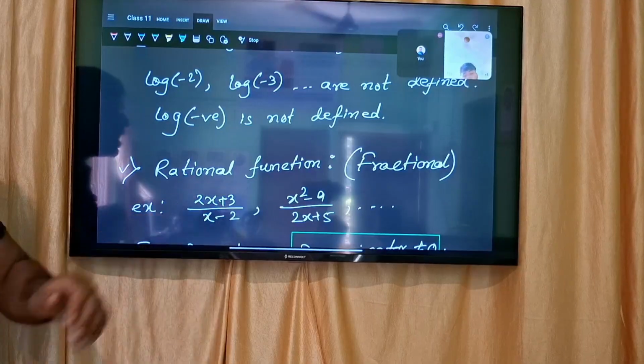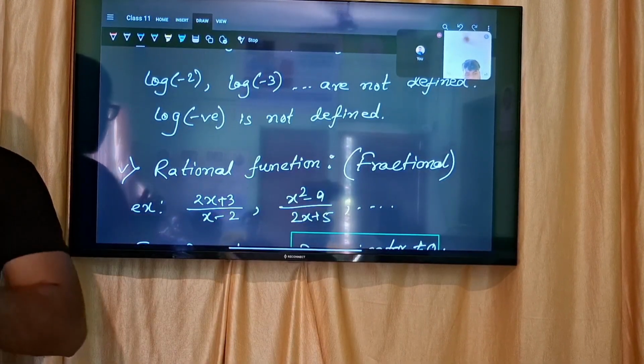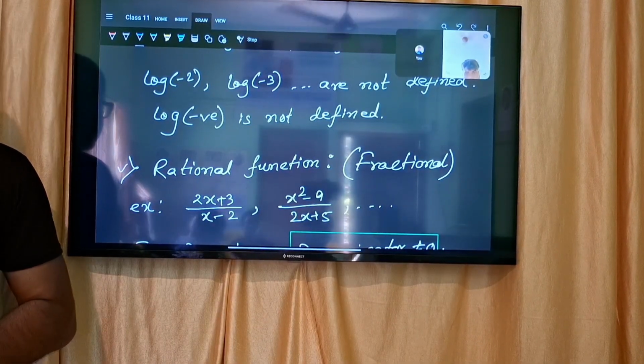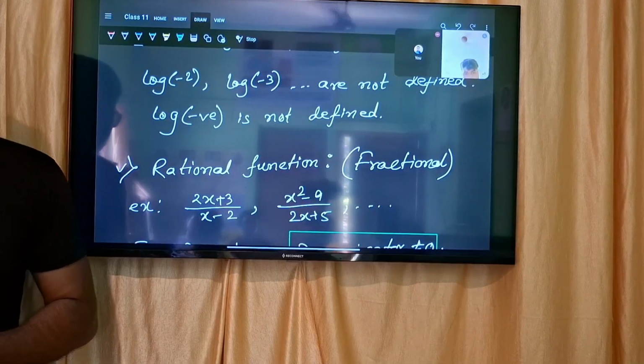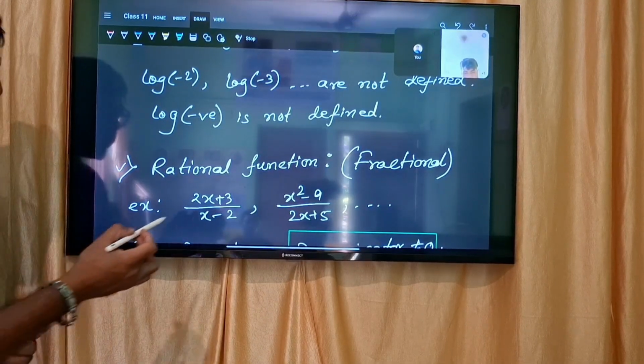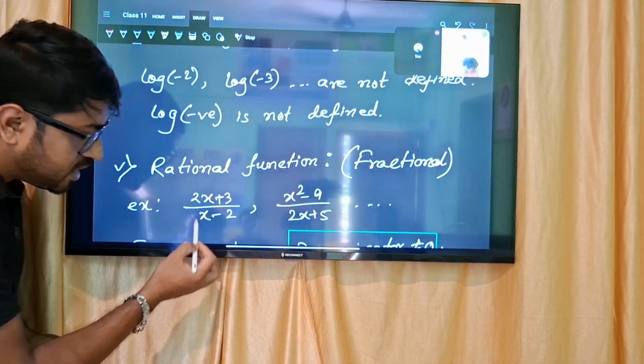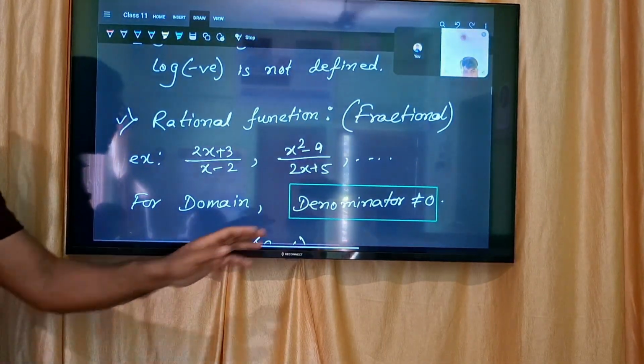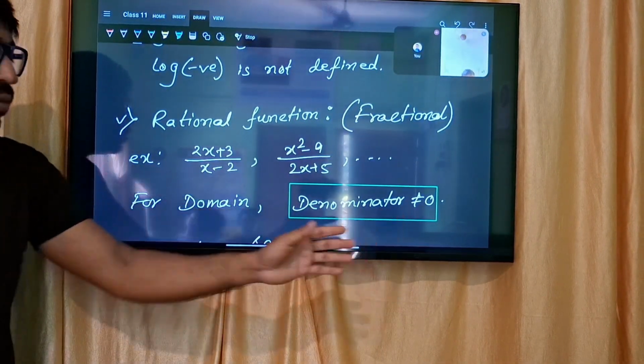Whatever, how will you find the domain? For rational functions, you have to understand the denominator cannot be 0. Rational means fraction, so the denominator of the fraction should not be equal to 0. So for these two functions, the denominator should not be equal to 0, and by this logic, we have to find the domain.